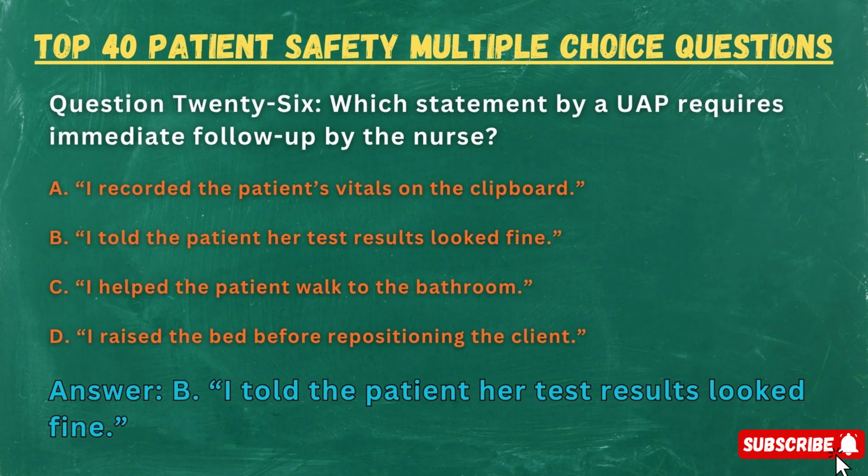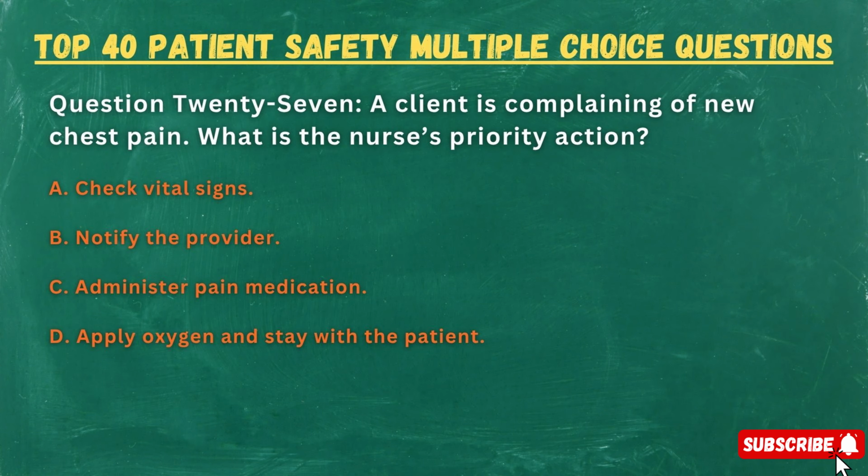Answer. C. Fundal firmness and bleeding. Question 27. A nurse is caring for a client receiving magnesium sulfate. Which finding requires immediate intervention? A. Absent deep tendon reflexes. B. Fetal heart rate of 140 bpm. C. Mild nausea. D. Urine output of 40 milliliters per hour.